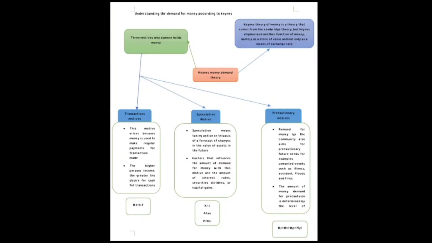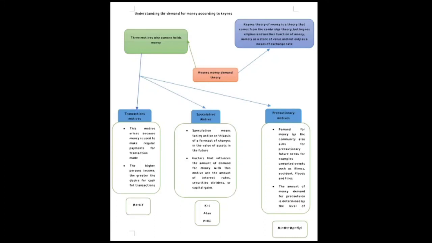And there are three motives why someone holds money. First, the transaction motive. This motive arises because money is used to make regular payments for transactions made. The higher a person's income, the greater the desire for cash for transactions, like this formula.